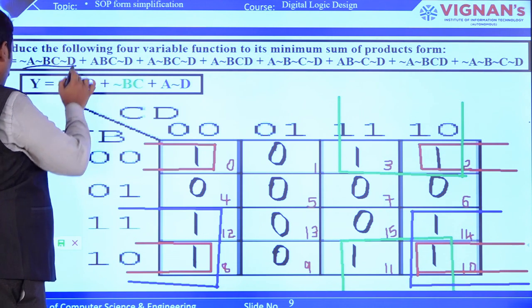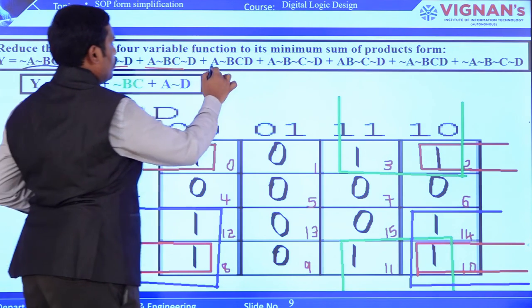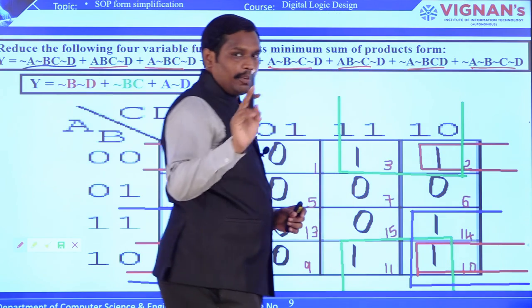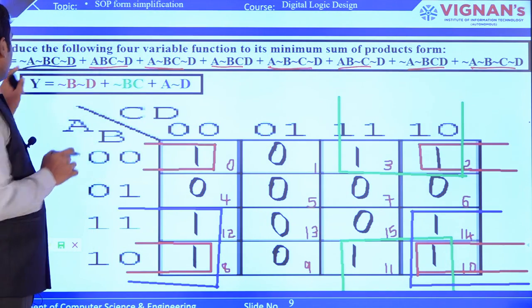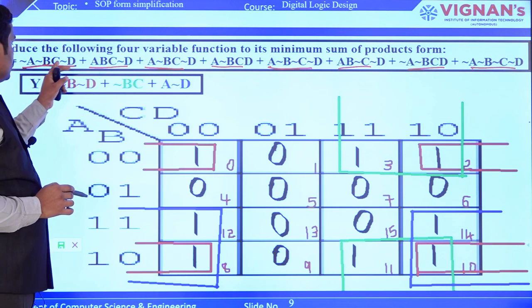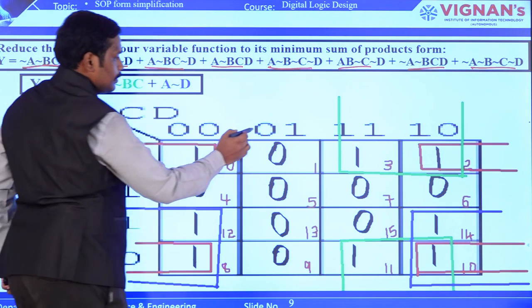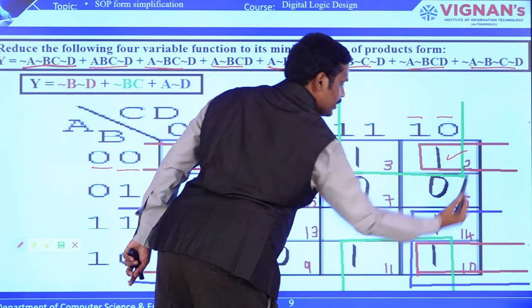Product terms 1, 2, 3, 4, 5, 6, 7, 8. So 8 ones will be placed in the Karnaugh map based on the positions, right? You can see here A bar, B bar, C, D bar. So A bar, B bar is A bar, B bar, C, D bar. This is how I am placing 1.